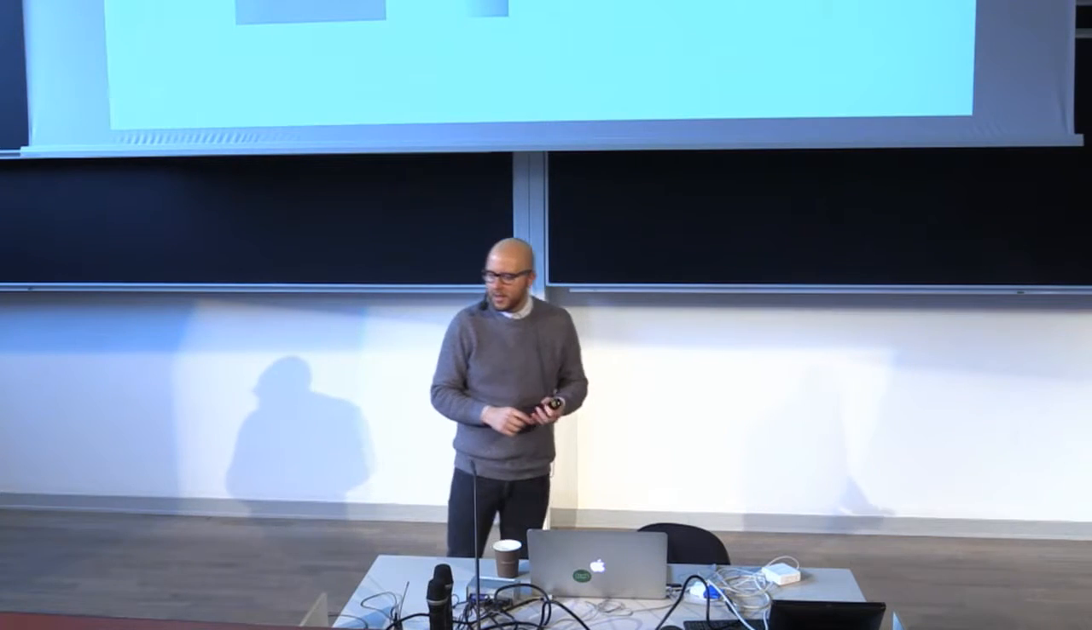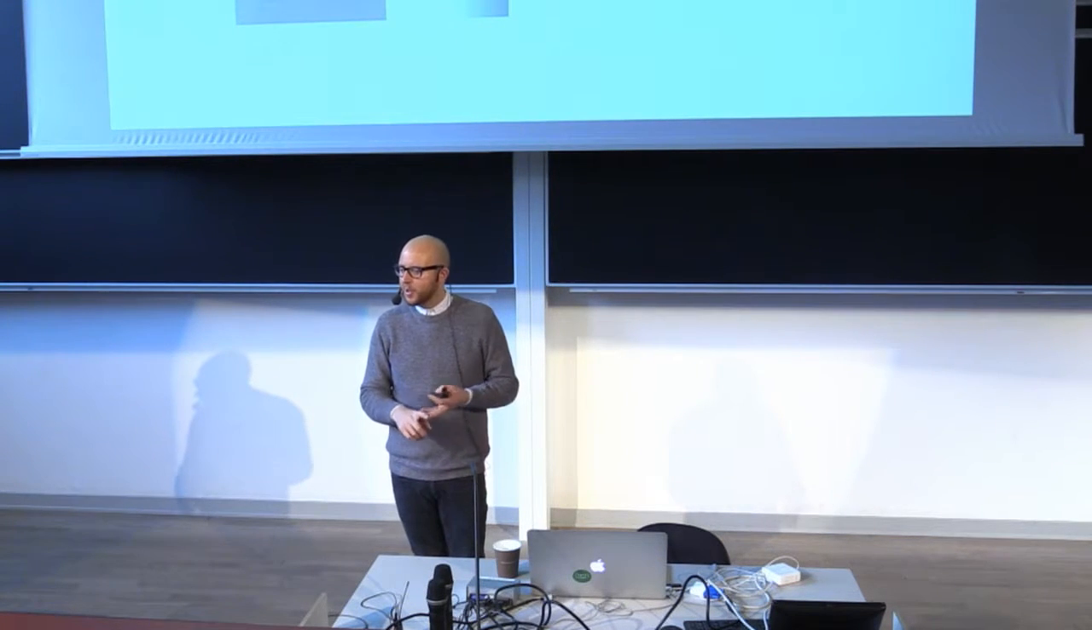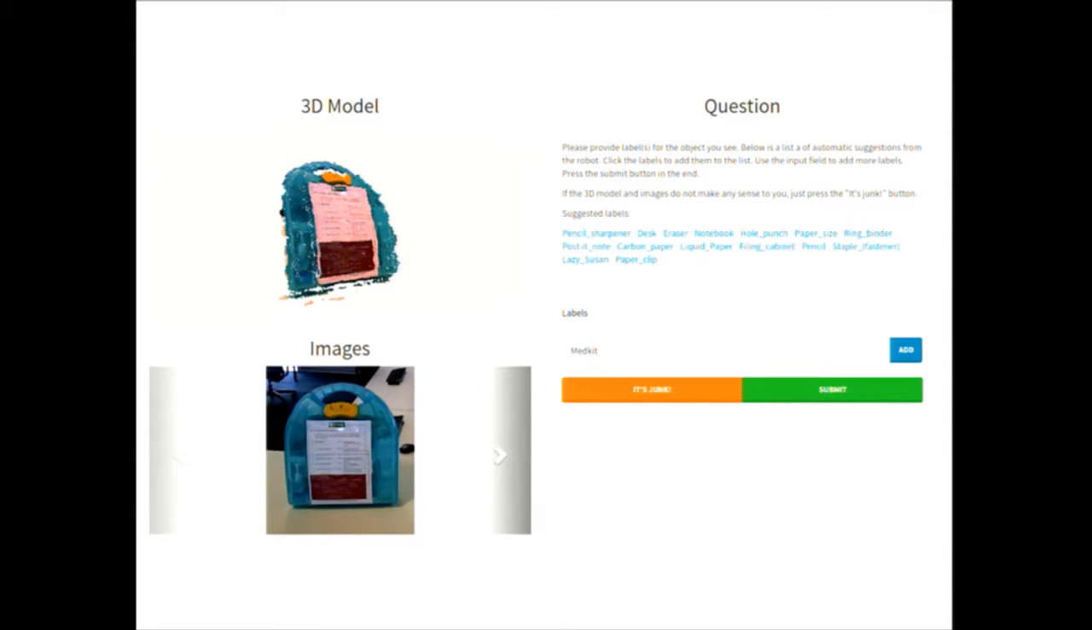So the suggestions for it were based on the context, which was, in fact, if we go back, let's see what the suggestions for kind of office-type objects were. Pencil sharpener, desk, eraser, notebook, hole punch, paper size. So these labels come out of our system. Of course, there's one weird one, lazy Susan. There's always one weird one.